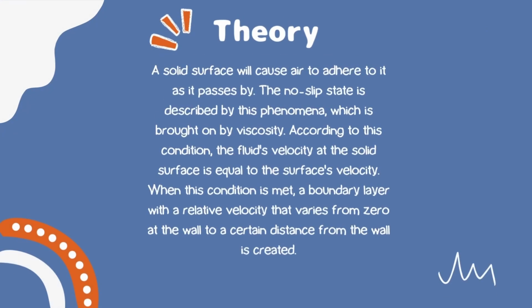The theory: a solid surface will cause air to adhere to it as it passes by. The no-slip condition is described by this phenomenon, which is brought on by viscosity. According to this condition, the fluid's velocity at the solid surface is equal to the surface velocity. When this condition is met, a boundary layer with a relative velocity that varies from zero at the wall to a certain distance from the wall is created.